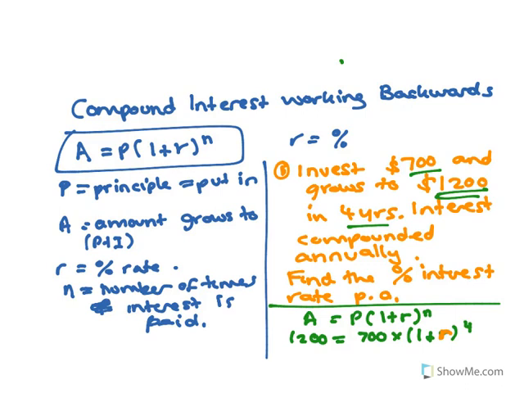So in order to do that, we have to treat it like an equation. So I substitute, and then I swap, and then we need to solve. So to solve, I divide by 700 on both sides. That gives you 12 over 7. Then to get rid of the 4, you fourth root the other side. So you've got 1 plus R to the 4 equals 12 over 7.